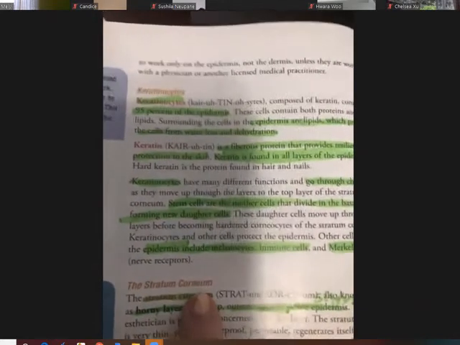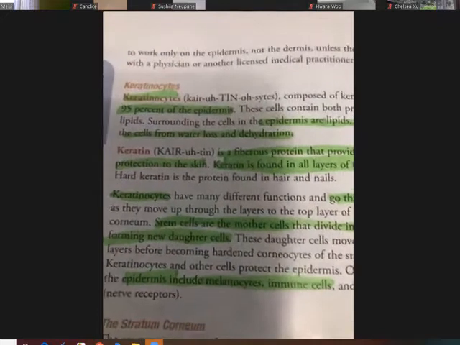Now, the first layer, so this one here means, what does it mean? Let me show you a video, okay?